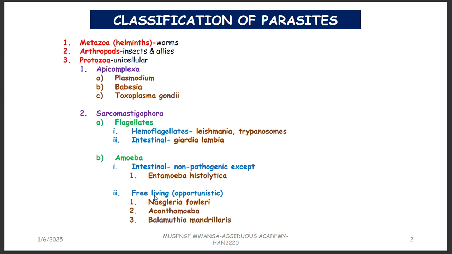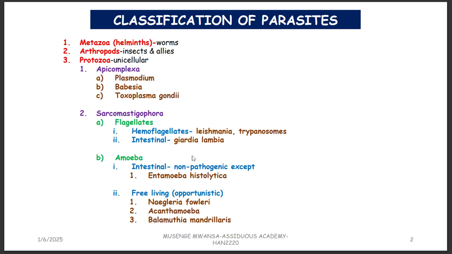Examples of non-pathogenic or free living opportunistic amoebas include Naegleria fowleri. When we were discussing head and neck, I mentioned this protozoan. It penetrates through the cribriform plate via cranial nerve number one, and then causes infection of the central nervous system. We also have Acanthamoeba and Balamuthia mandrillaris. These ones we are supposed to discuss.